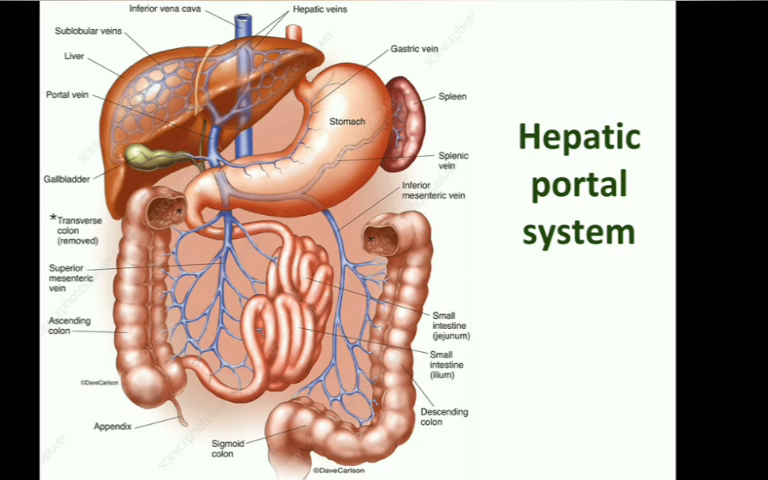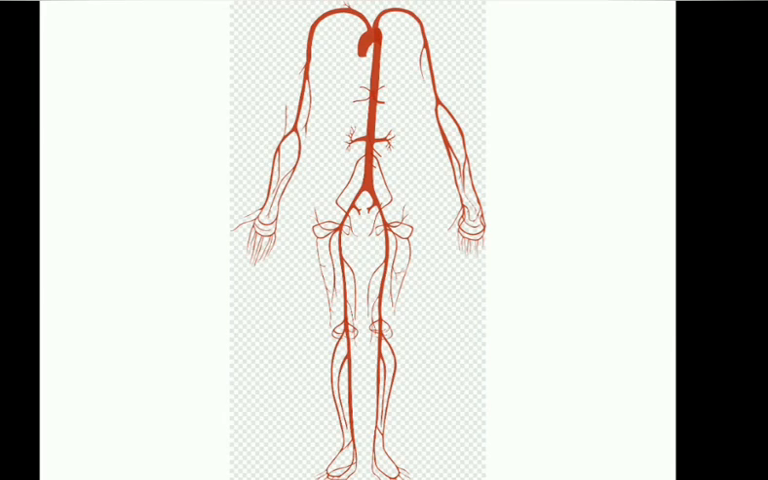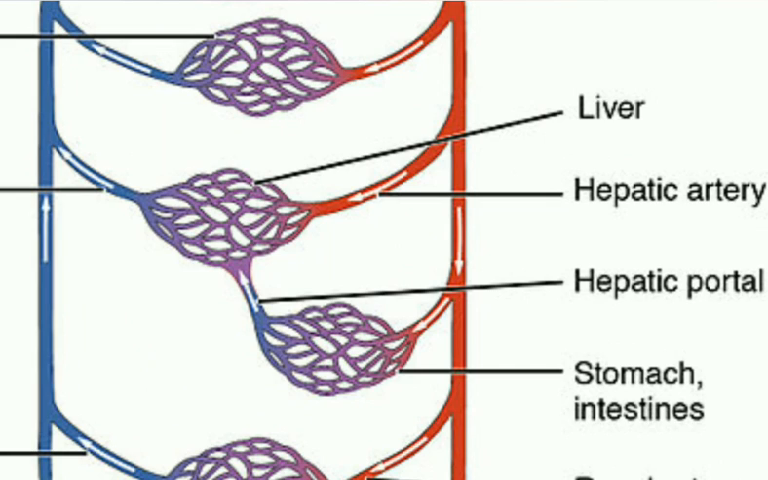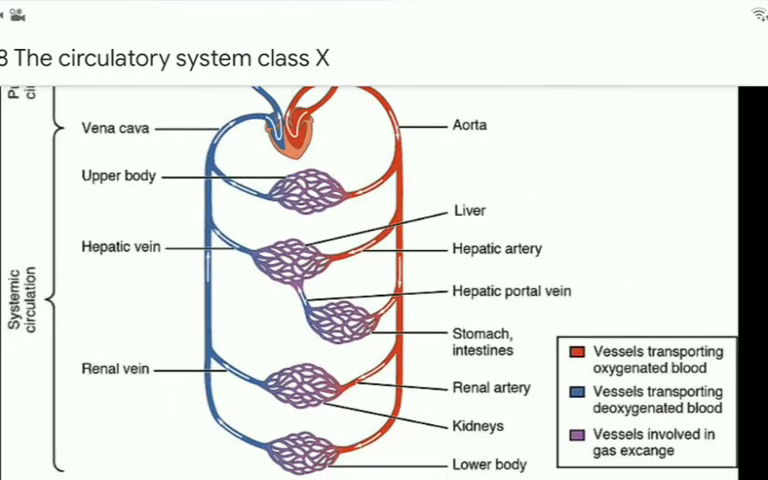Now here we can say that a portal vein is one which starts with capillaries and also ends in capillaries. Here you can see that this part is given to you as the hepatic portal vein. You can see that it starts with capillaries and ends in capillaries only.